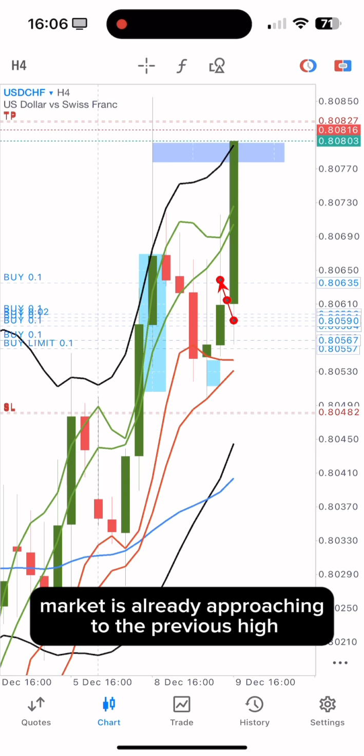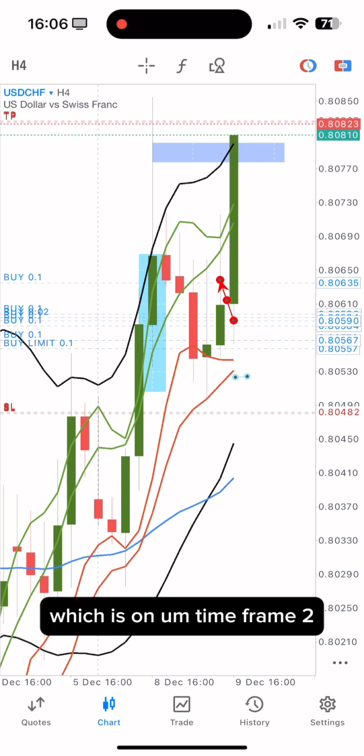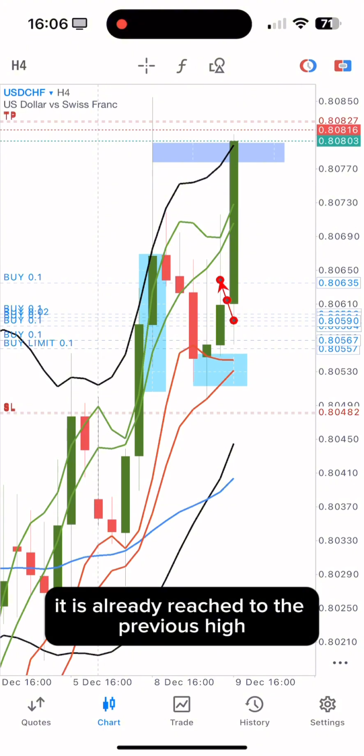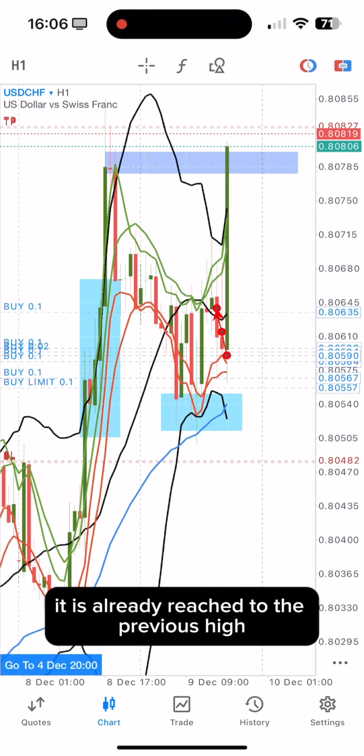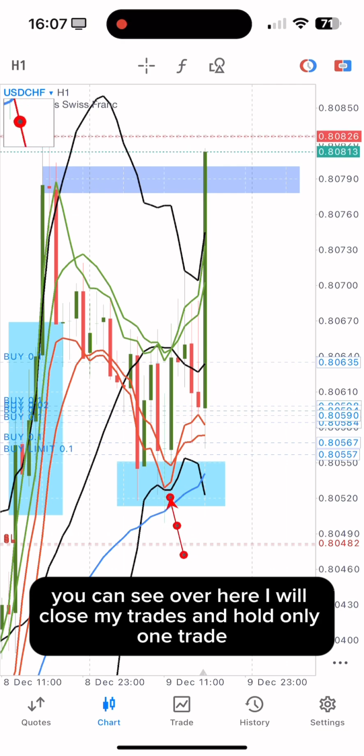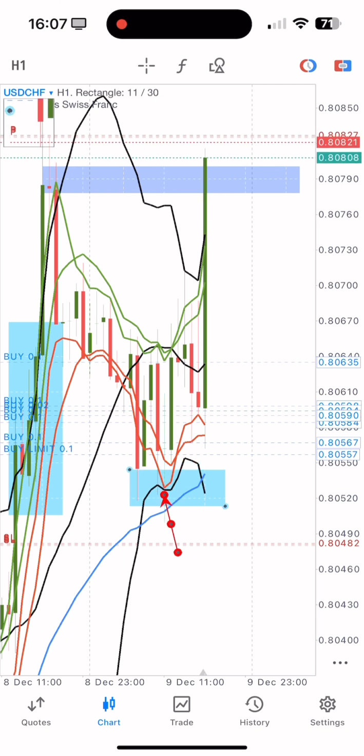The market is already approaching the previous high, which is on time frame 2, H1. According to H1, it has already reached the previous high. You can see over here I will close my trades and hold only one trade.